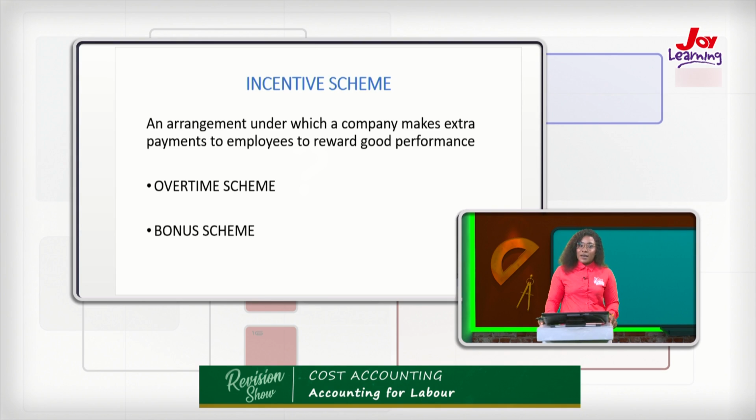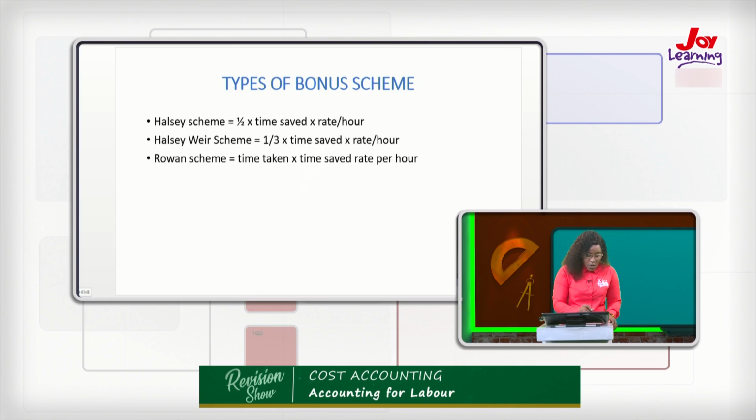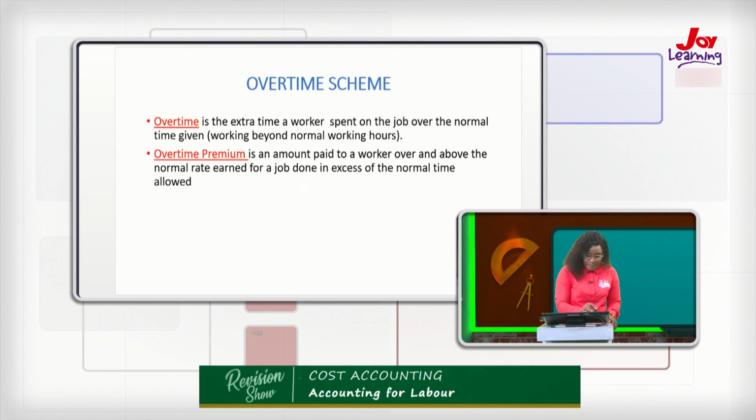When we talk about overtime, it is the extra hours an employee works beyond the normal working hours. So we have overtime. Overtime is the extra time a worker spends on the job over the normal time given, that is working beyond the normal working hours. So if a company sets 8 hours, as GES said, all teachers are supposed to go to work for 8 hours. If a worker goes beyond the 8 hours, it means the worker is doing what?